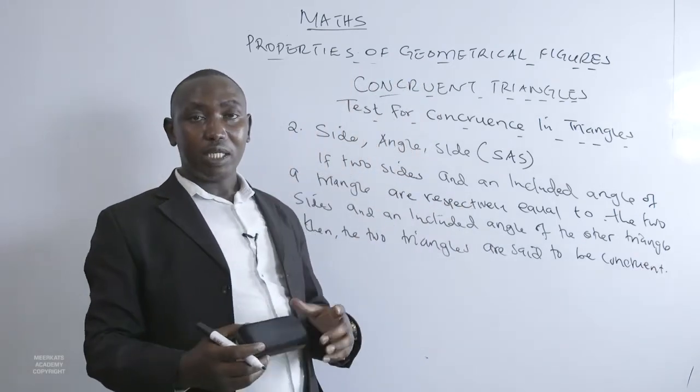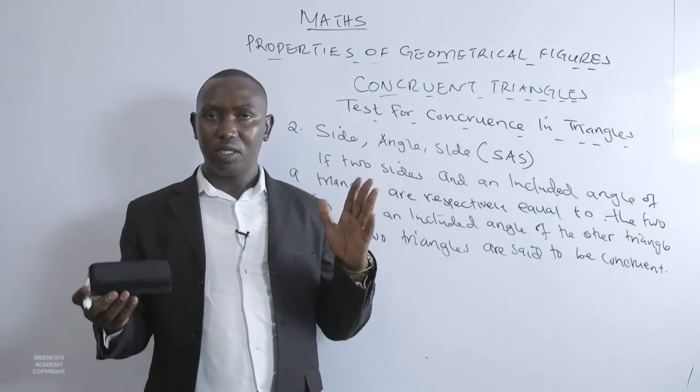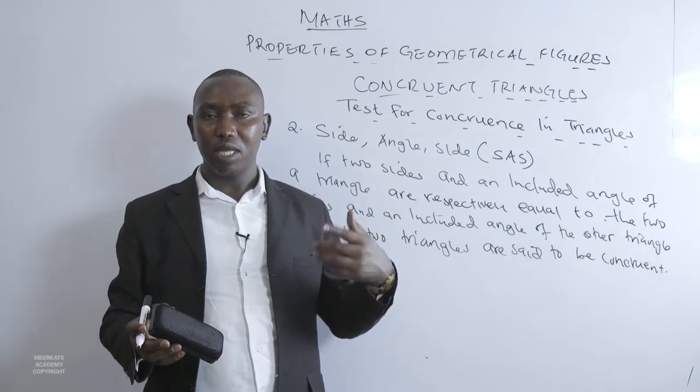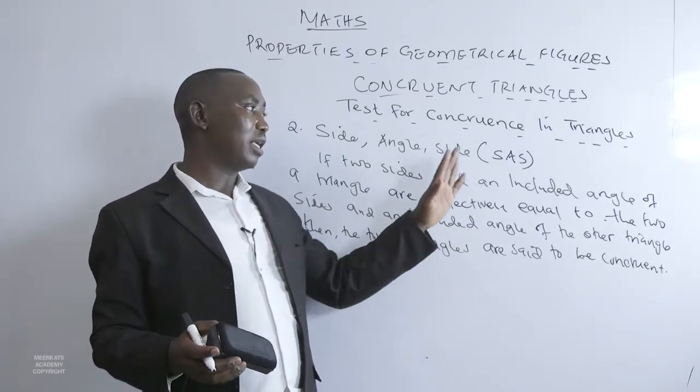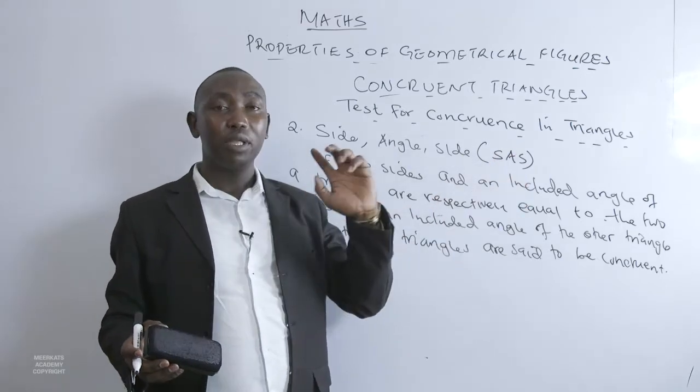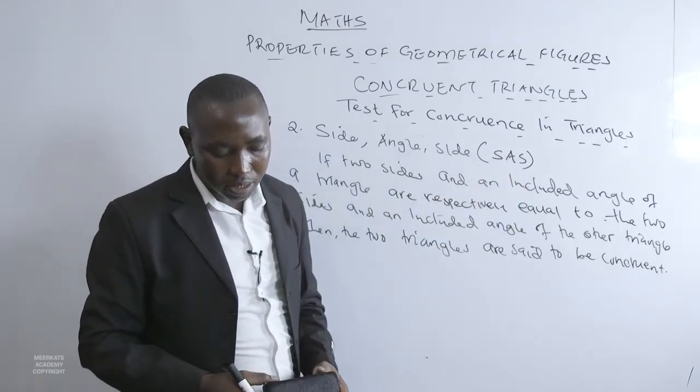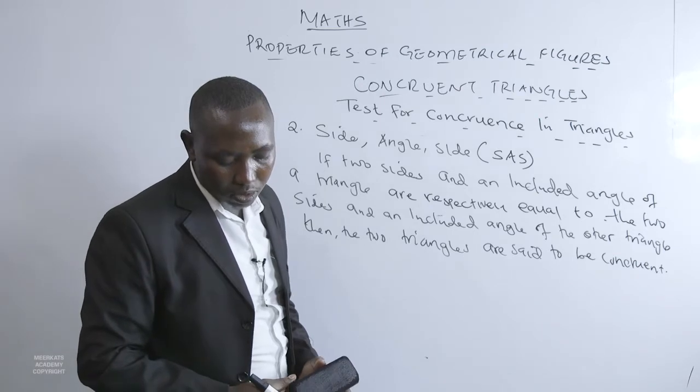So whenever we have that scenario where the two sides and included angle of both triangles are equal, then by side angle side, those two triangles will be congruent.